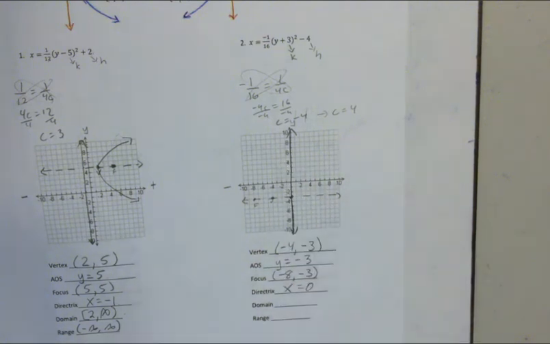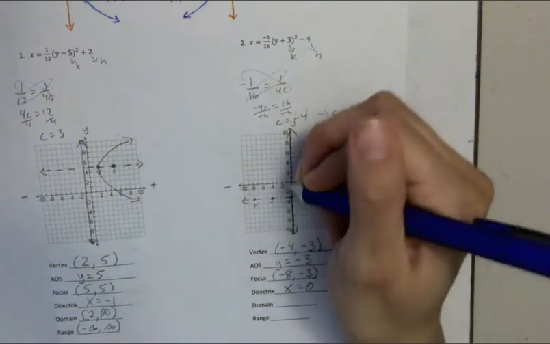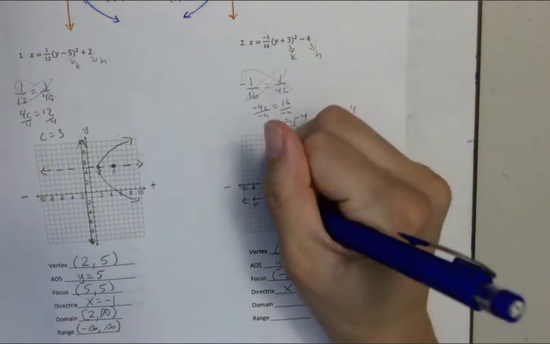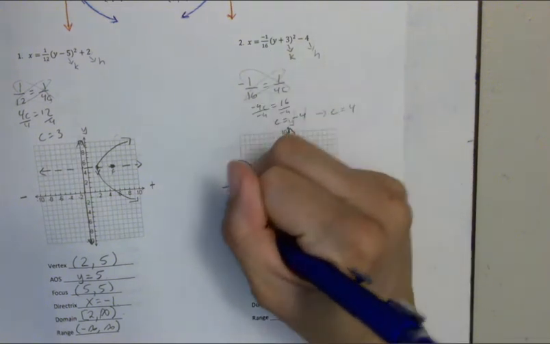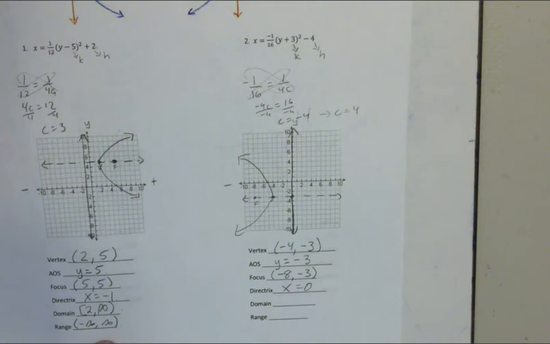X equals 0. All right, so now we need to go ahead and do our sketch. Again, we know this is negative 1/16, so it means it's going to be a wider parabola. So it's going to look something like this. So here's our general sketch of our parabola. And now we need to go ahead and find our domain and our range.